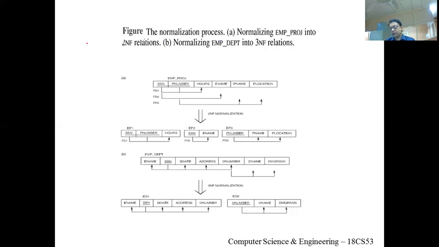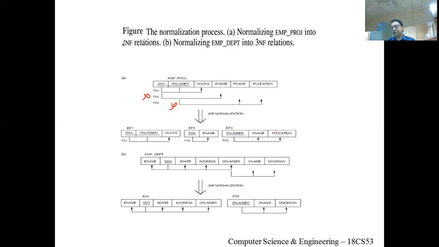So here, employee project is the relation. We can check for first normal form. After that, we check for second normal form. Here, FD2 violates second normal form, and FD3 also violates second normal form. That means we have partial dependencies. In order to remove these, we are normalizing employee project to second normal form. We are decomposing employee project into three relations, EP1, EP2, and EP3.